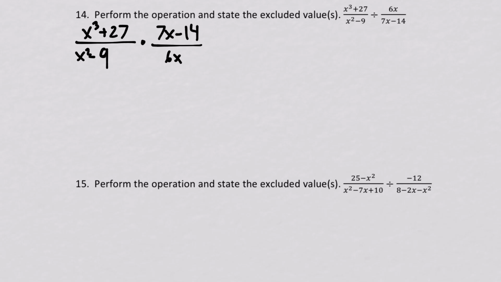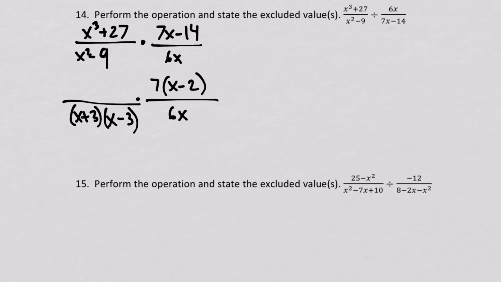And now what I'm going to do is factor everything I can factor so that I can see what I can cancel. Okay, I'm going to start with the easy one, which is this one. That's just 7 that is factored out, right? 7 and then x minus 2 over 6x, which there's nothing to factor there. Another easy one is the denominator over here, x squared minus 9. That's basically going to be x plus 3, x minus 3. Like that. And now the numerator, that's the one that's going to take you a little while to factor out.